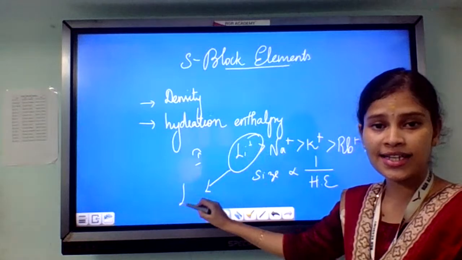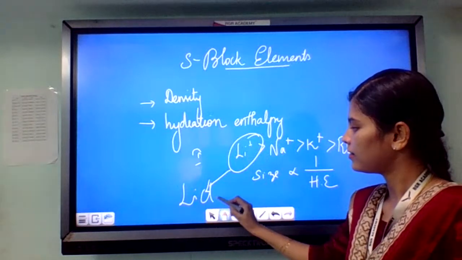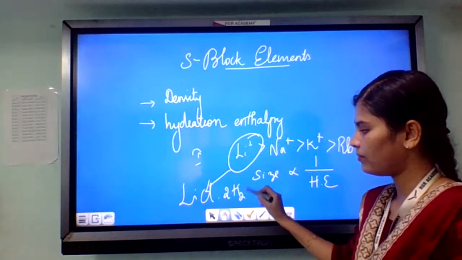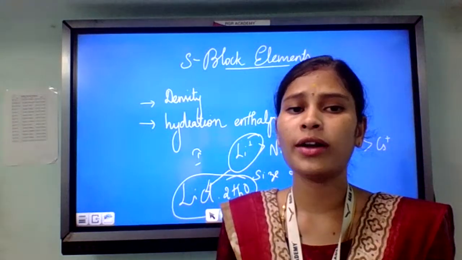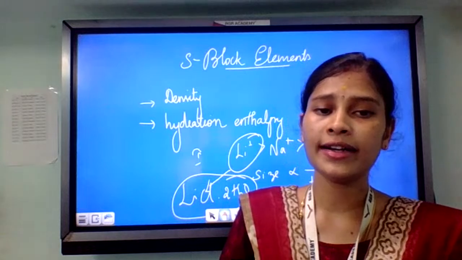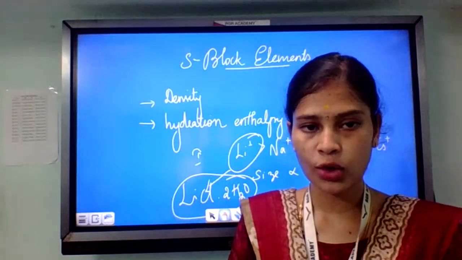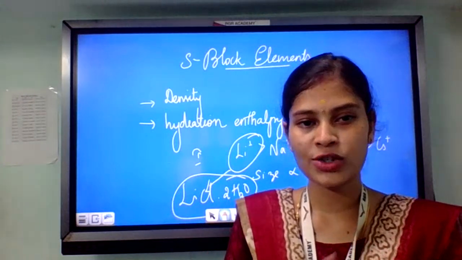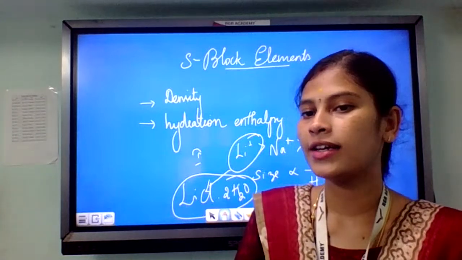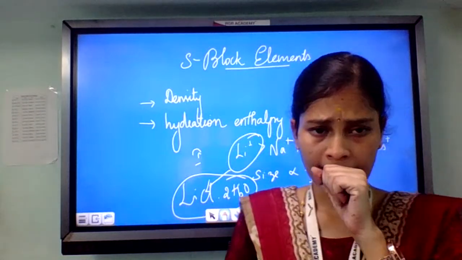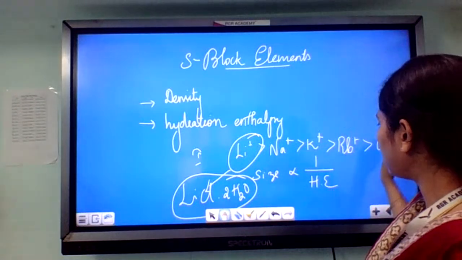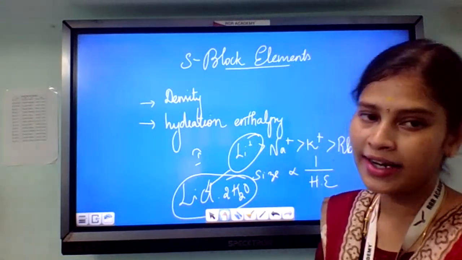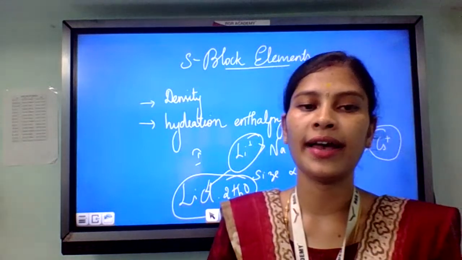That's why it exists as a hydrated solid. It is coordinated with water molecules. It exists as a hydrated salt, we can't say it's a chlorinated water. A hydrated salt is formed because of its higher hydration enthalpy. And what about cesium? Cesium will have lower hydration enthalpy because of its larger size.